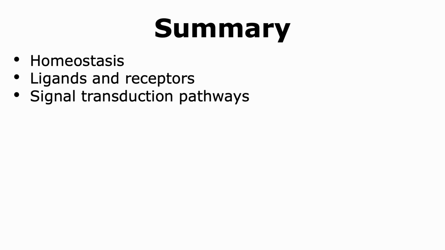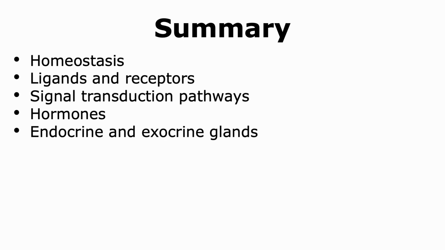With this, we come to the end of our talk, where we learned about homeostasis, ligands that are produced by signaling cells, and receptors that are produced by target cells. We also learned about signal transduction pathways, which happen once a ligand binds to its receptor, as well as hormones, which are proteins or molecules made by endocrine glands. We also learned how endocrine glands are different from exocrine glands, and feedback loops that are observed in maintaining homeostasis.